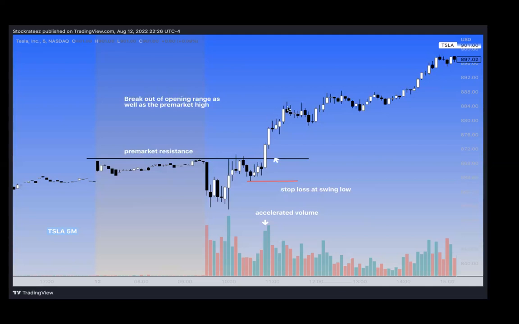Yeah, and then you can trail with the higher highs, higher lows. So we got higher high, higher lows, higher highs, higher lows. No reason to sell. You could have held until the close.